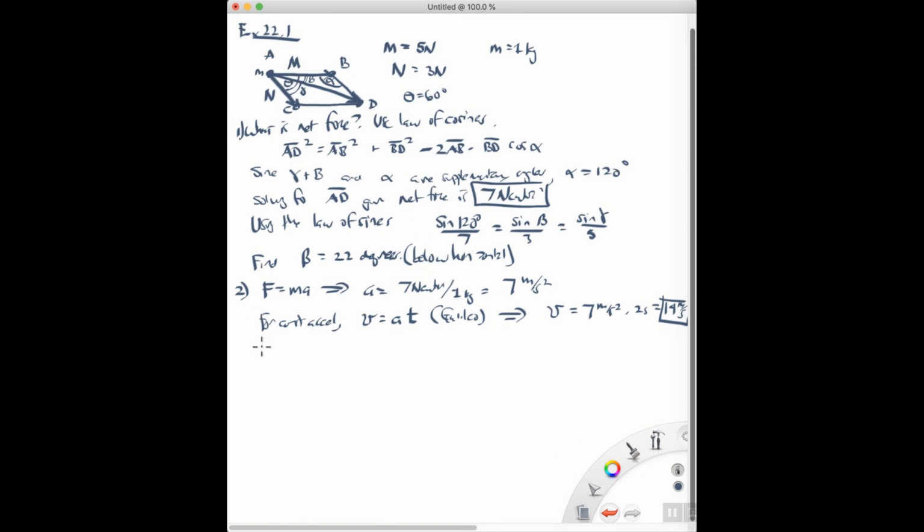Now, how far does it move? Well, we can use distance equals 1/2 at squared. And again, we can use this because the acceleration is constant. So the distance it moves is going to be 1/2 of 7 meters per second squared times the time, which is 2 seconds squared. 2 squared is 4, times 7 is 28, divided by 2 is 14. So it will have moved 14 meters in the direction along this force.